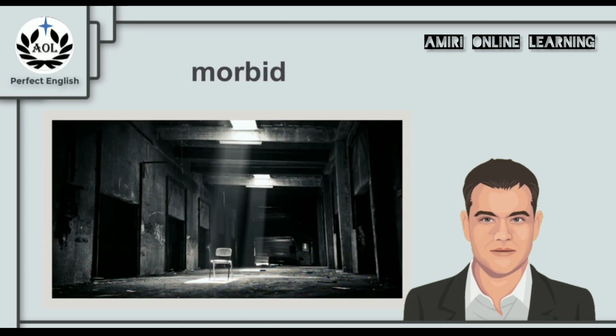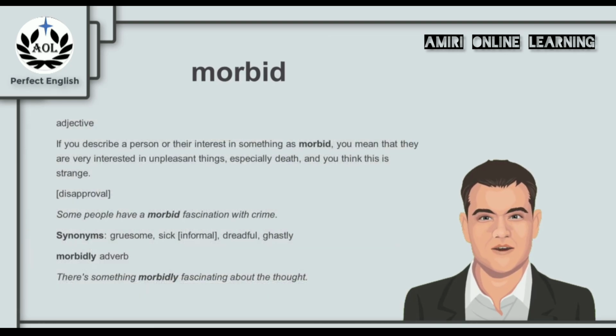And now for the next keyword, morbid. Now if you look at this picture, obviously this place is a dark, sad place. And if you look at this place, you wouldn't want to be in this place, not even for a short while. So what do you think morbid is about? Does it have to do with the atmosphere of this place? Let's find out. Morbid is an adjective.